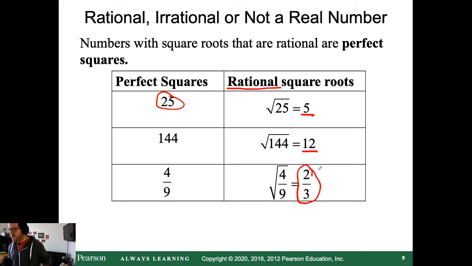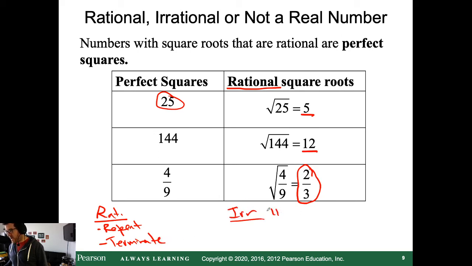Now, I don't know if you guys remember the difference between rational and irrational, but the little thing that I had, is that a rational number, those repeat, and those terminate. Whereas an irrational number, and the famous one of that is pi, has no repeats and no terminates.